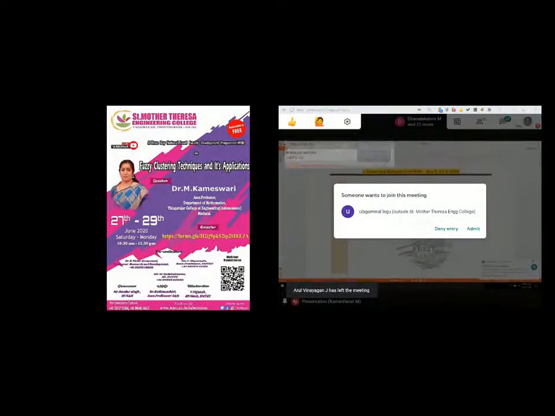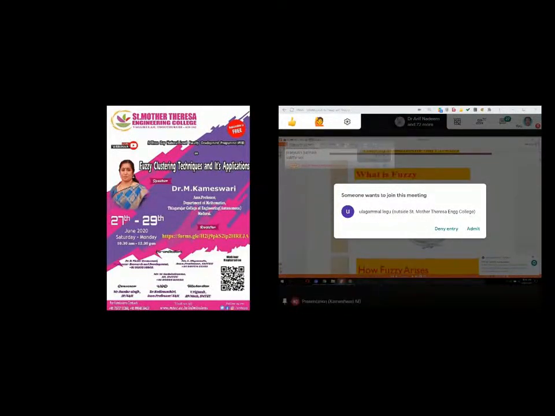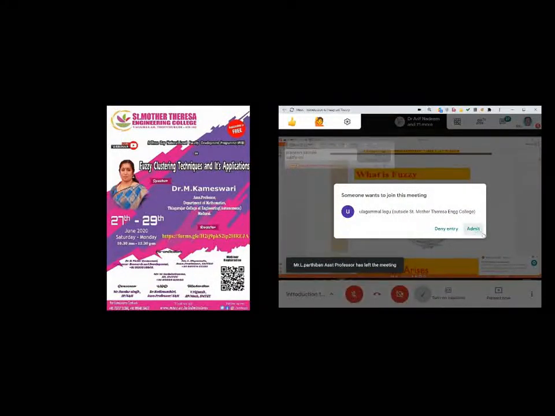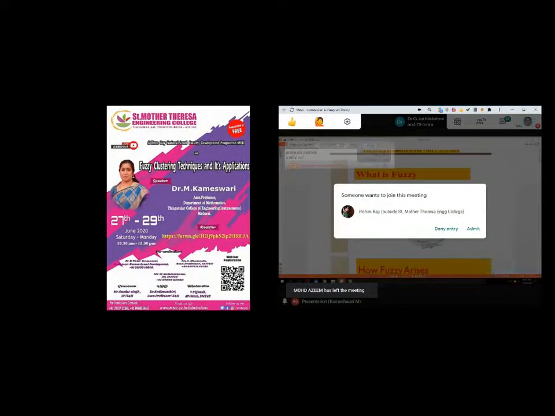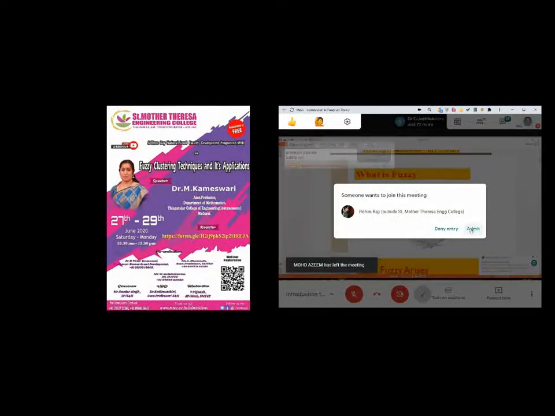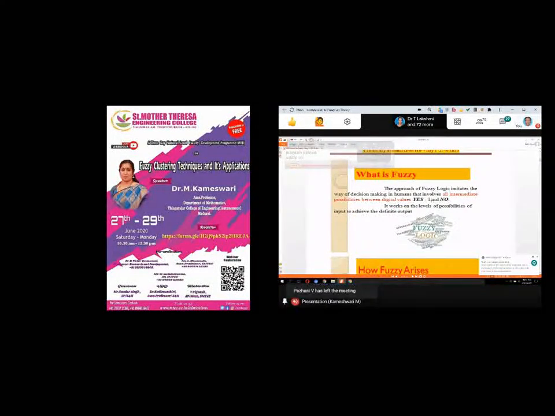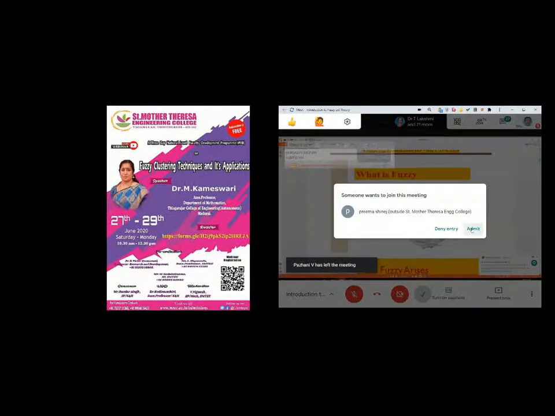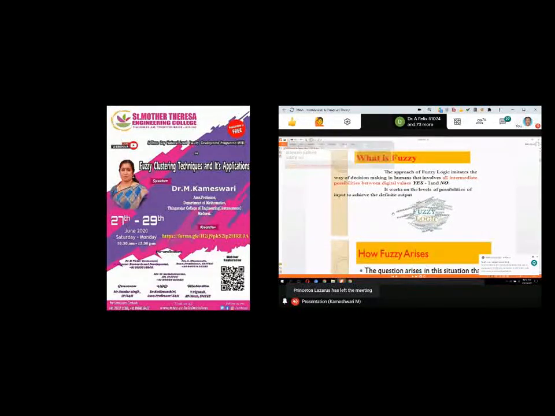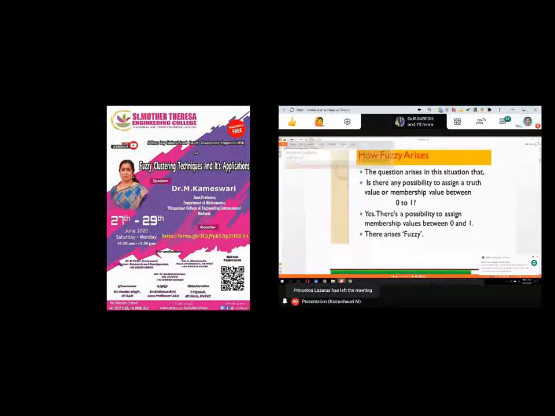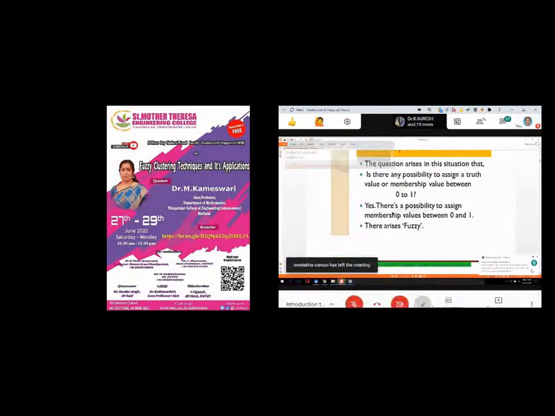Now let us get into fuzzy. What actually is fuzzy? The approach of fuzzy logic imitates the way of decision making in humans that involves intermediate possibilities between digital values yes or no. It works on the level of possibilities of input to achieve the definite output. We are going to see it elaborately in future.